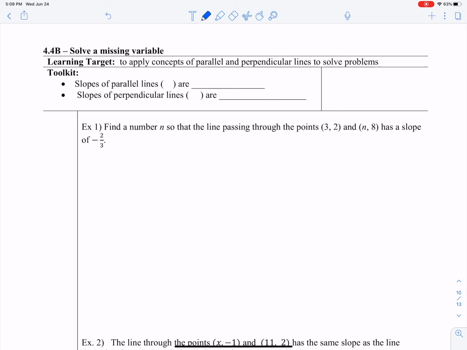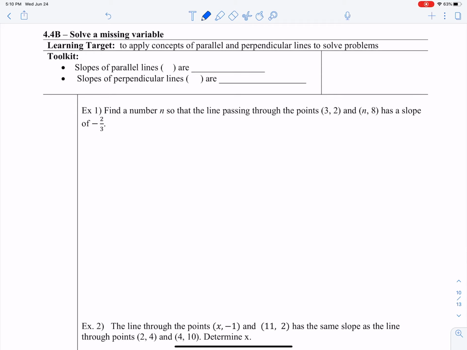So this is section 4.4b, part 1. In this section, we're going to be looking at solving a missing variable. And just a reminder, slopes of parallel lines are equal, and slopes of perpendicular lines are negative reciprocals.